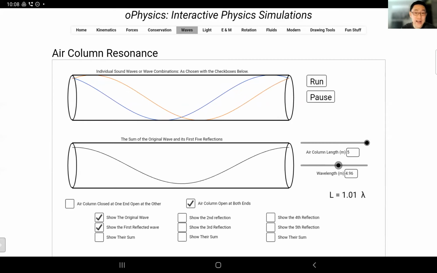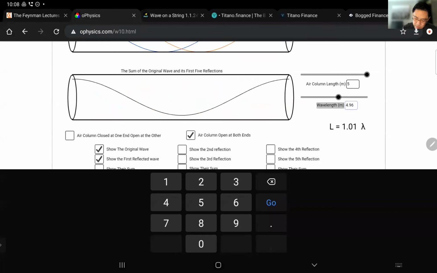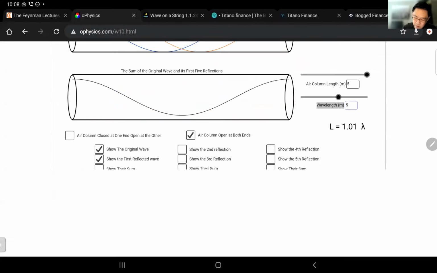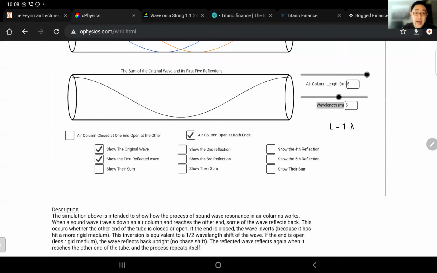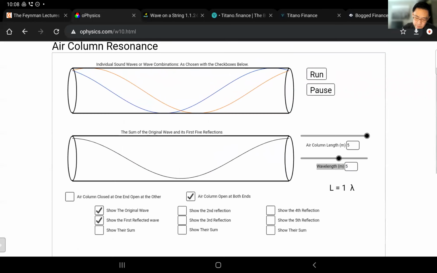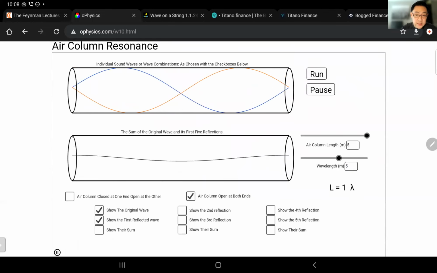All right, close enough. So let's say I pick the wavelength to match exactly the length of the tube. This is the case, right? Actually, I can just type in 5. The number is good. There you go. So I match exactly the length of the tube. Let's run this one and see how it goes. Bam. You see this?